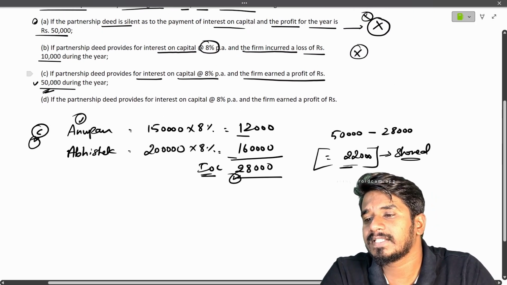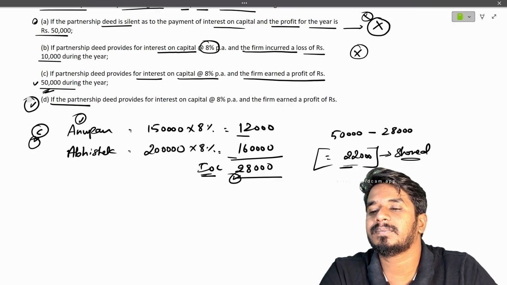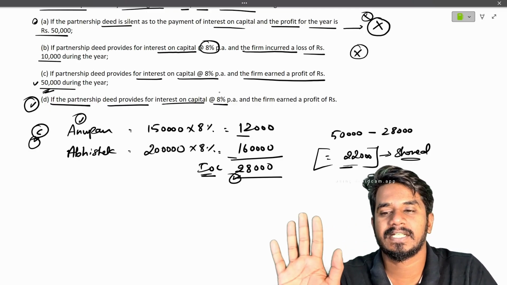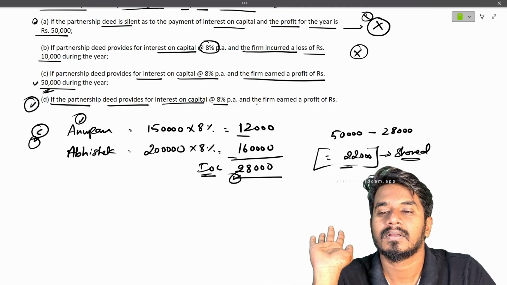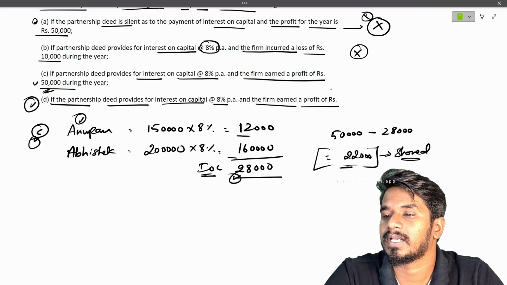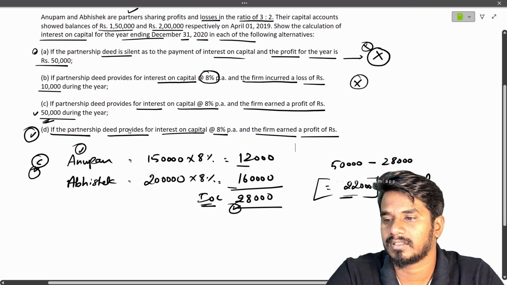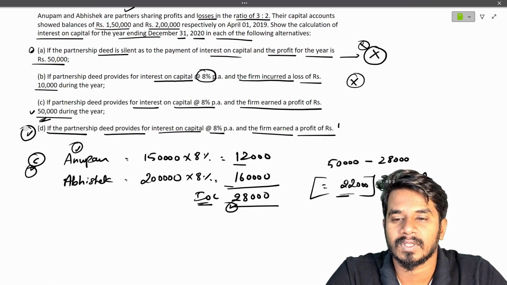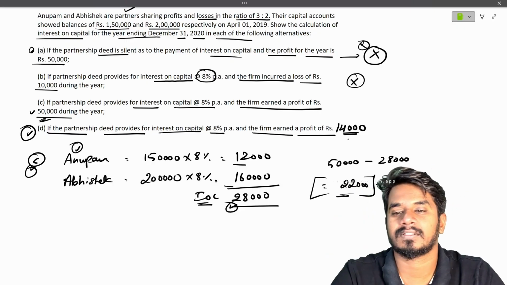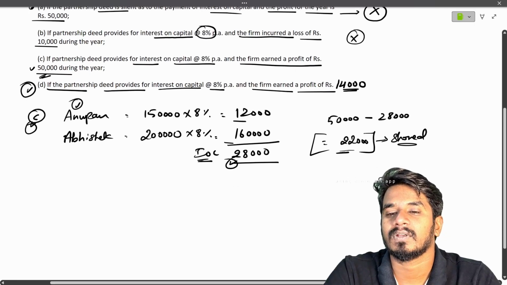So let us see the last case, that is the fourth one, D. If the partnership deed provides for interest on capital at 8%, the deed is specifying 8%, and the firm earned a profit of rupees... Okay, while copying this, I didn't copy the amount. The profit was 14,000. Let us see, 14,000 is the profit. This question is there in your NCERT. You can check it out there.